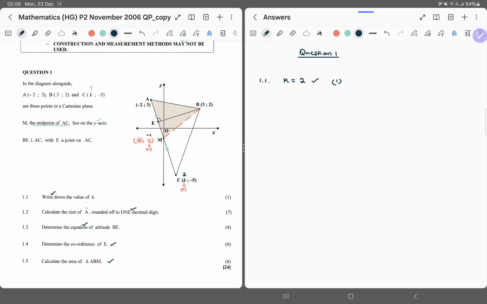Symmetry, simple. But you can go about it using the midpoint expression, using the x side of things. That can also reveal that. Or we can go even the longest way: find the y, get the equation, substitute this point. Not a problem. But you want to bank time for other questions. Calculate the size of A rounded off to 1 decimal place. 7 marks.